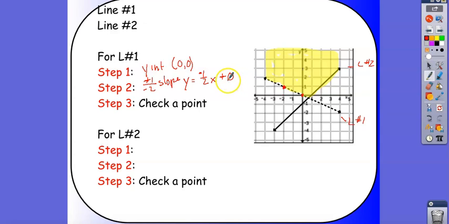Okay. Now I need to pick a point, and I need to pick it in the shaded area, and I don't want it on the line. I'm going to pick this point right here. That point right there is the point 0, 2. So it's the point 0, 2.